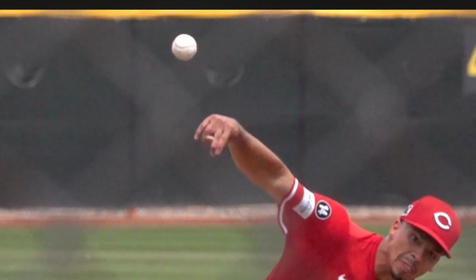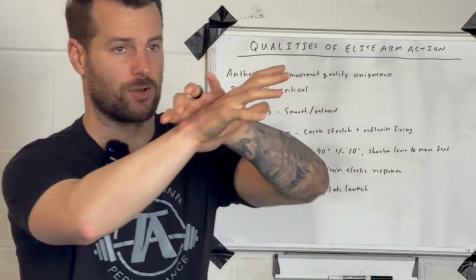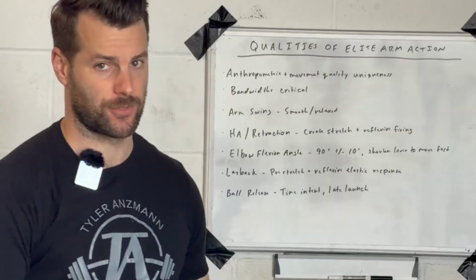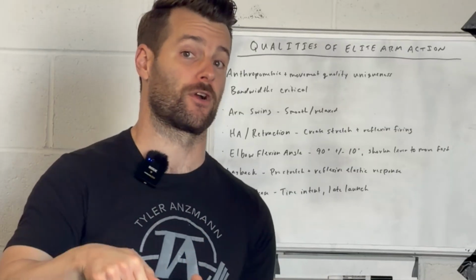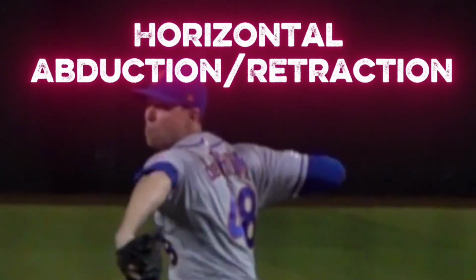But again, for Lucas Giolito, it's going to be hand down and then pretty much immediately rolls up, whereas for Camilo Duvall, it's going to be reaching way behind his body, winding that tension and then coming through. So it could be different for those guys, but it's important to understand what we're looking for from the arm swing itself. Okay, next, horizontal abduction and retraction.